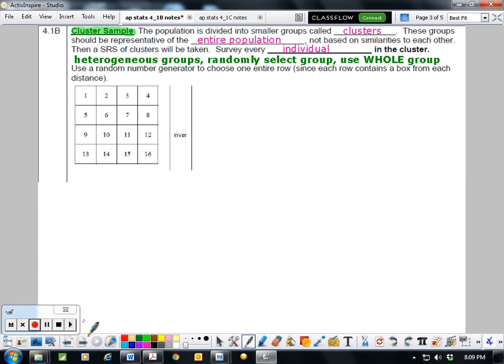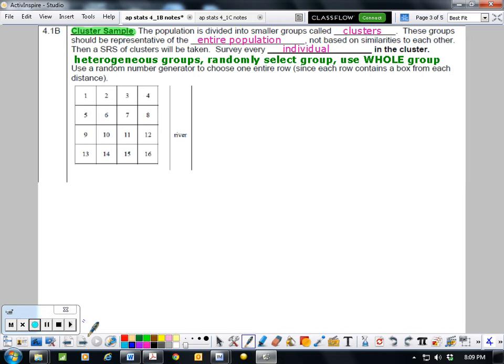Our last one is a cluster sample. And so our cluster sample will take our population and divide it into smaller groups called clusters. Now the idea with the clusters is you don't want the clusters to be very similar. Not like the strata. The strata are like all males and all females, or all right next to the river and all far away from the river. Those are homogeneous, they're similar, and then you just take a little bit from each little group. This one is going to be groupings, but those groupings should be similar to your entire population.